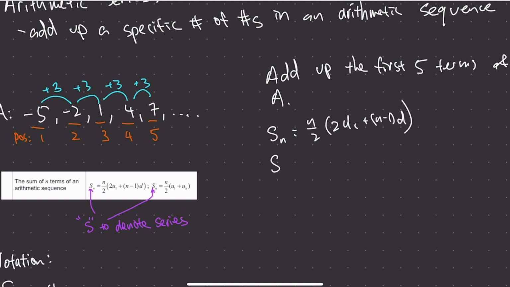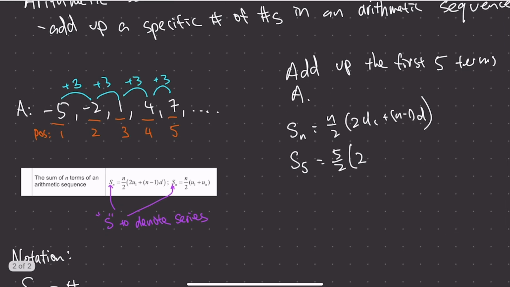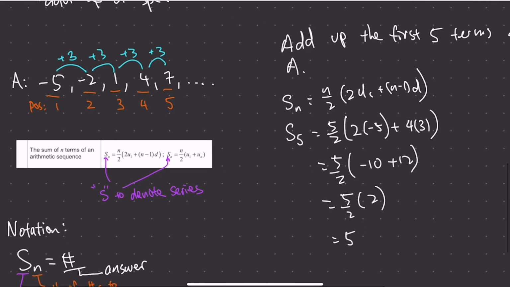So what is Sn? We want to add up the first 5 terms, so n is 5, over 2 times u1. Now u1 means the value stored in the first position of sequence A, so we have negative 5, plus n is 5, so 5 minus 1 is 4, and d is 3. So we have negative 10 plus 12, meaning 5 over 2 times 2. So this is going to be 5. So if we add up the first 5 terms of sequence A, we get a value of 5.